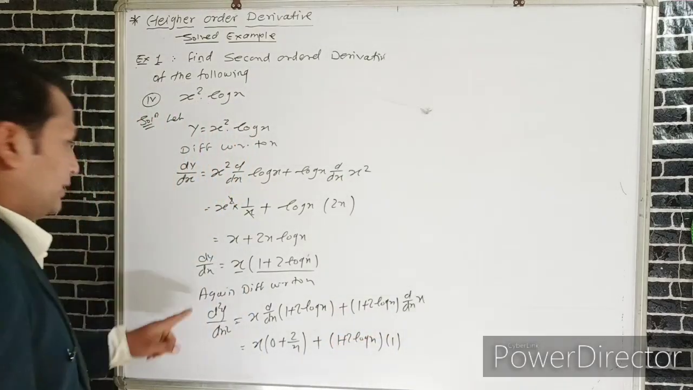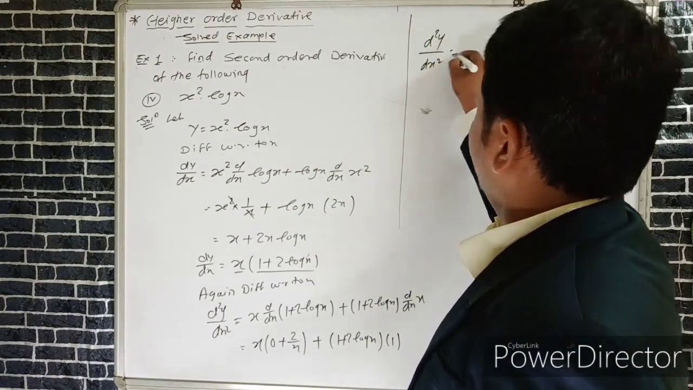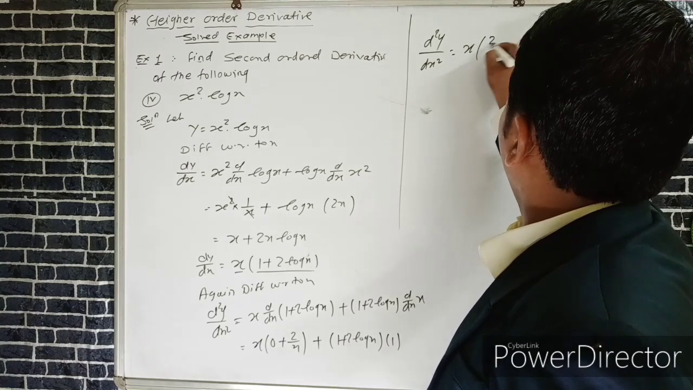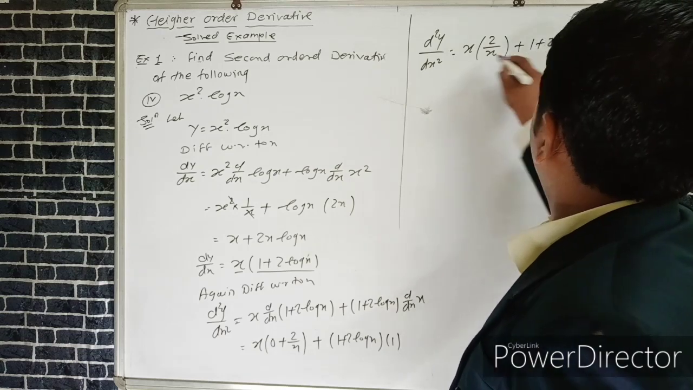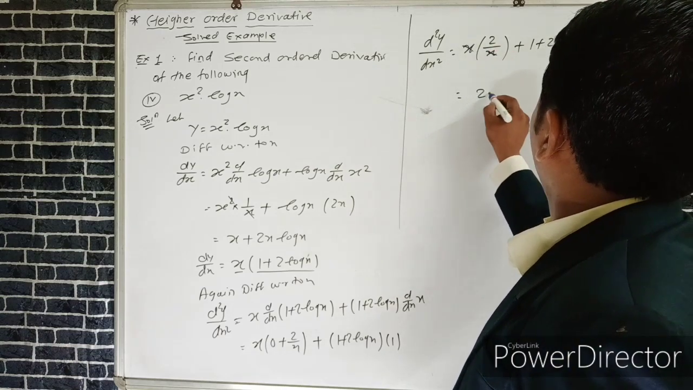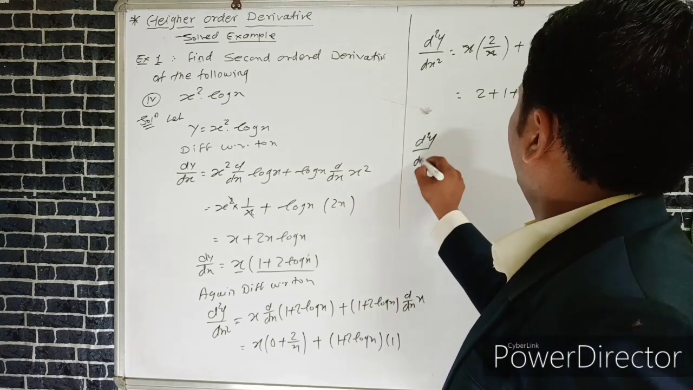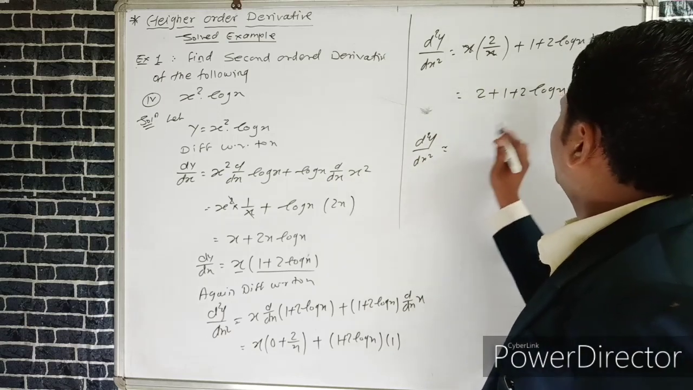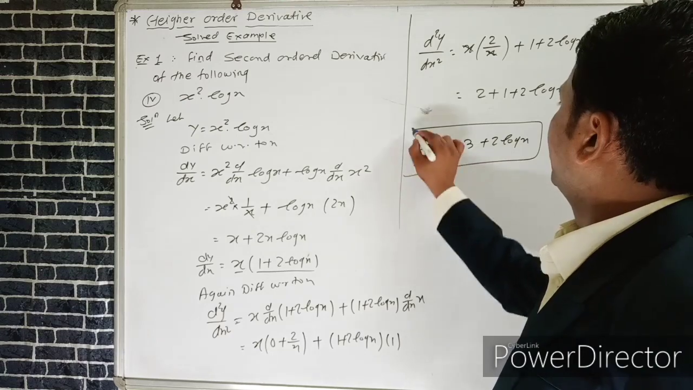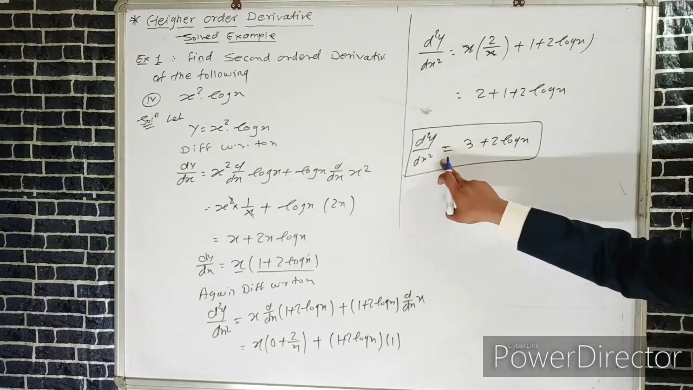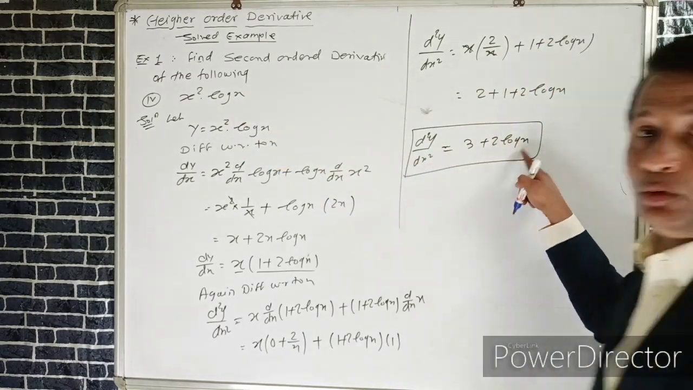is 1. Hence, we can write this term d2y upon dx square is equals to x into 2 by x plus 1 plus 2 log x. Here x cancel, we can write 2 plus 1 plus 2 log x. Hence, d2y upon dx square is equals to 2 plus 1 is 3 plus 2 log x, which is a required derivative. It means that which is the second order derivative of the given function x square into log x is 3 plus 2 log x.